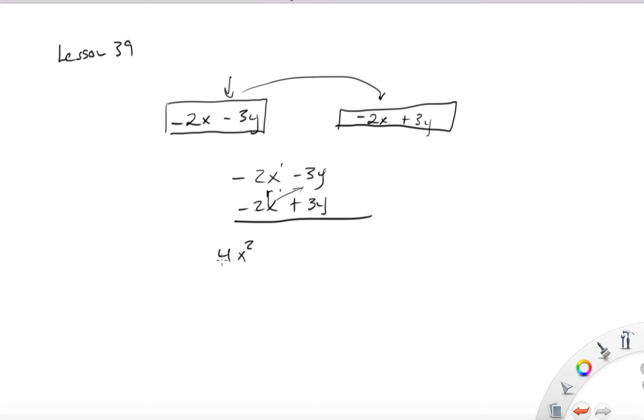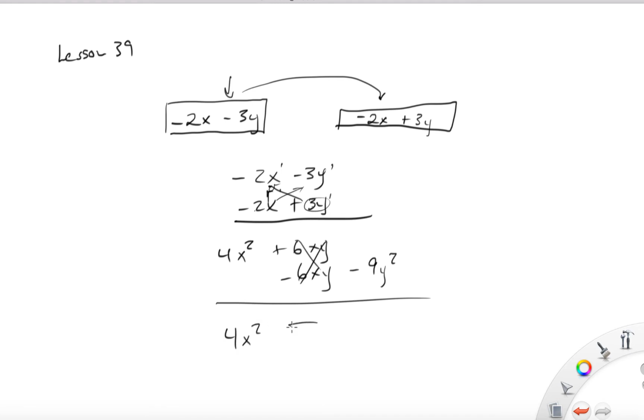Now we're going to multiply here, which is 2x times a negative 3, which is plus 6xy. Now we're going to multiply across here, and we're going to have a negative 6xy. So those are going to cancel out. And then we're going to have a minus 9y squared because of this y and this y. So we're going to add these, and we're going to come up with 4x squared, nothing here because it canceled out, minus 9y squared.